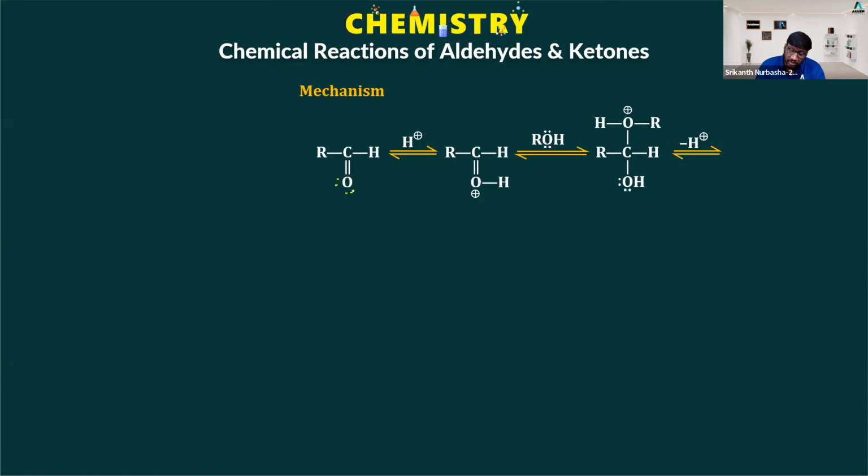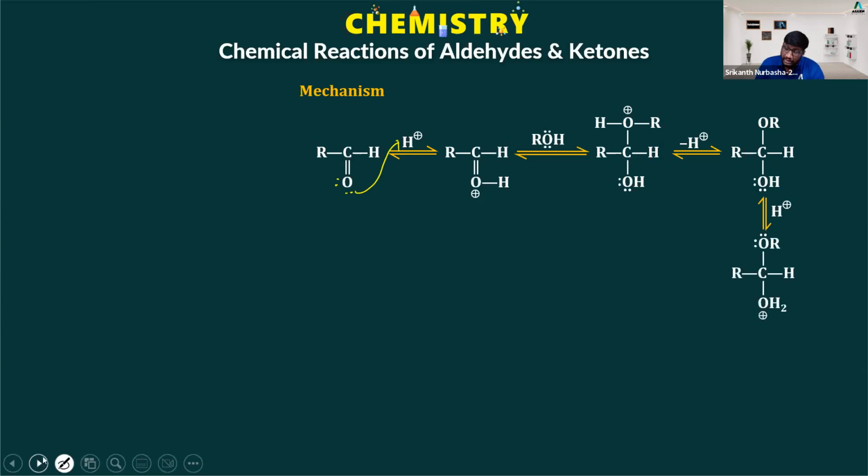The lone pair of electrons on oxygen attack the H plus, which increases the electrophilicity. ROH again acts as a nucleophile and attacks the electrophilic carbon. Loss of H plus occurs to form a hemiacetal. Again, the OH reacts with H plus to form OH2 plus.